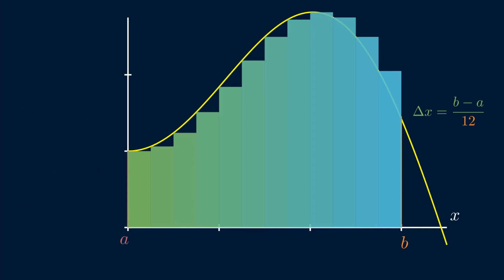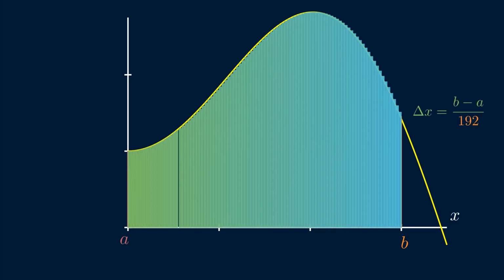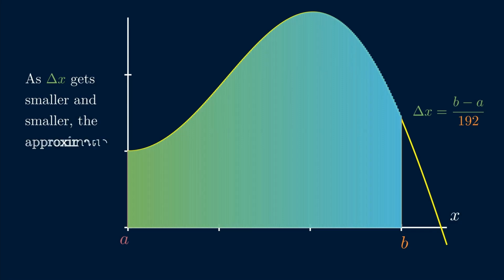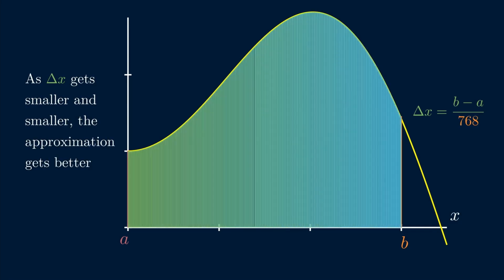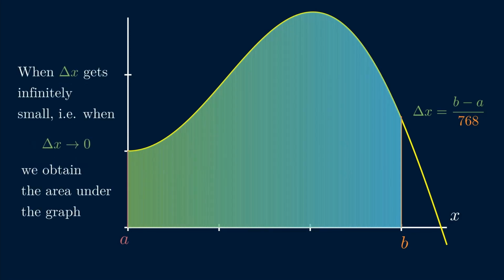But why stop here? We might continue by considering more and more rectangles, each of them narrower and narrower than before. That is, the width delta x of the rectangles is shrinking. Consequently, our approximation of the region's area gets better and better. Thus, in the limit where the width becomes infinitely narrow, that is, in the limit where delta x approaches 0, we obtain the area of the region underneath the graph.